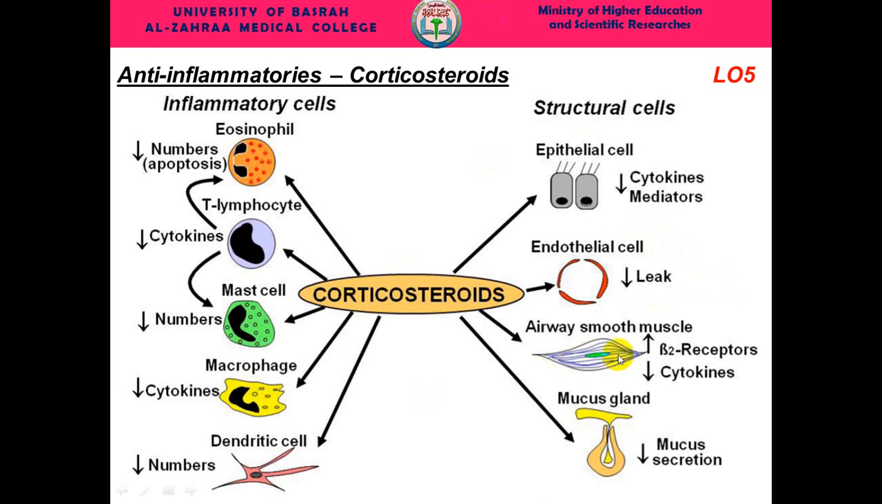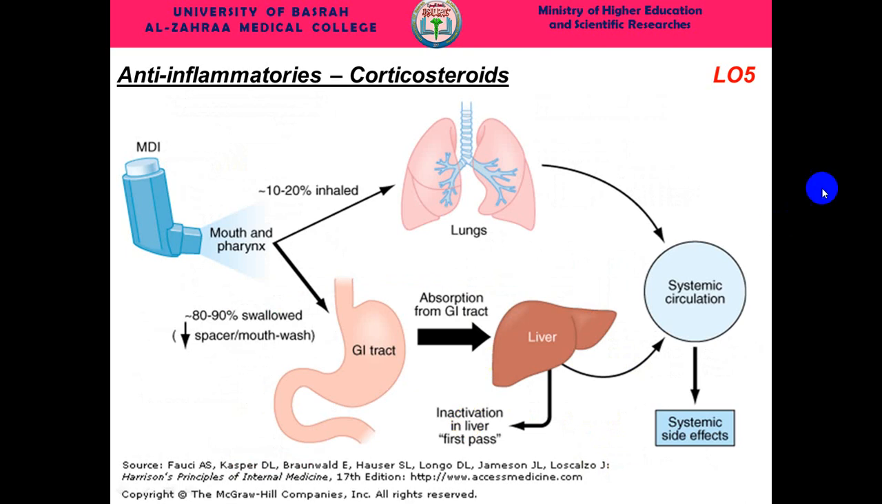And also they will act on the smooth muscles by increasing the expression of beta 2 receptors. So whenever you give corticosteroid to your patient, the number of beta 2 receptors will be increased, and this will potentiate or make the action of beta 2 agonists easier, and it will reduce the cytokines. In addition, corticosteroid will act on the mucus gland, and it will reduce the mucus secretion. So now you can imagine the importance of corticosteroid as anti-inflammatory in the treatment of asthma.